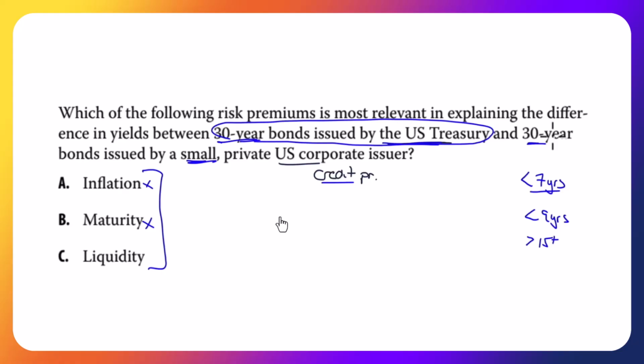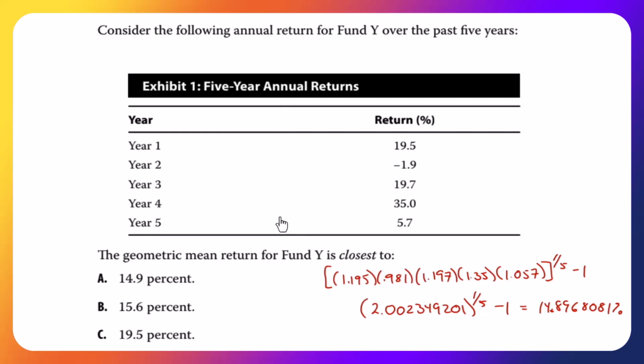We're not going to question it too much, but just for your own benefit, it would be extremely rare that you would have a small company with a 30-year debt. However, because it is private, it would not be liquid. There's your liquidity premium.